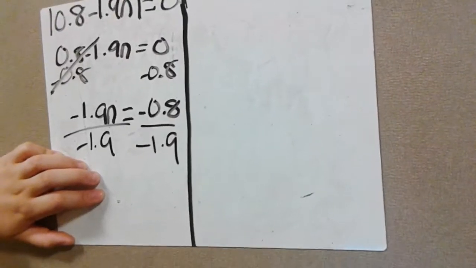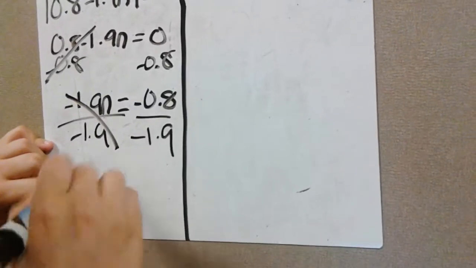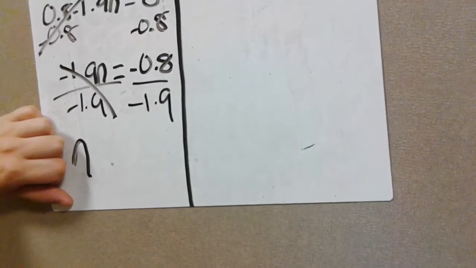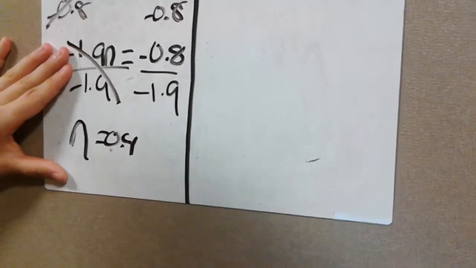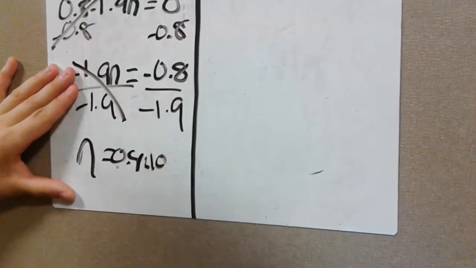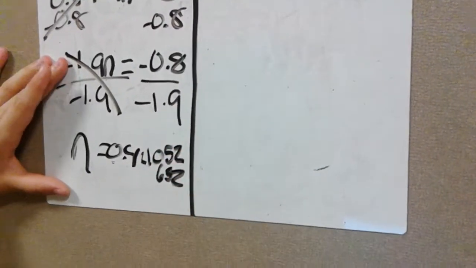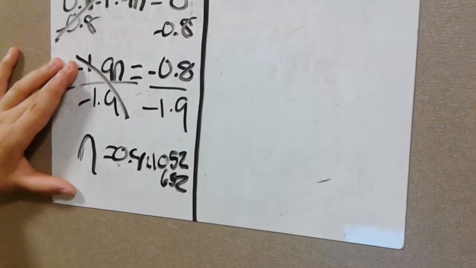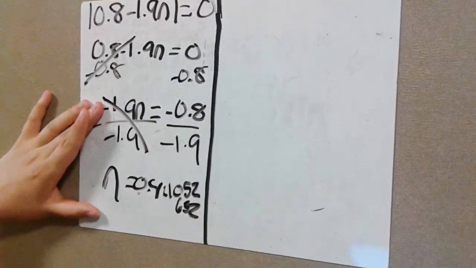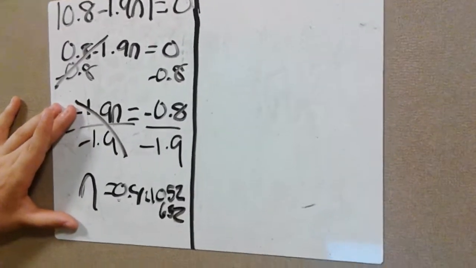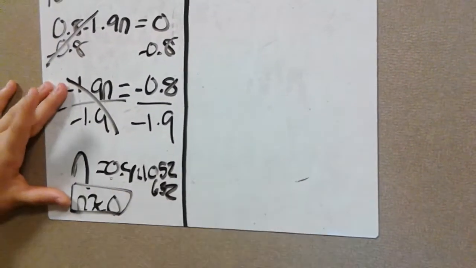Negative 1.9n over negative 1.9 cancels out, leaving n. And negative 0.8 divided by negative 1.9 is 0.42105263, and that is the value of n. But if you want to round, n would be approximately equal to 0.4. So that would be your answer.